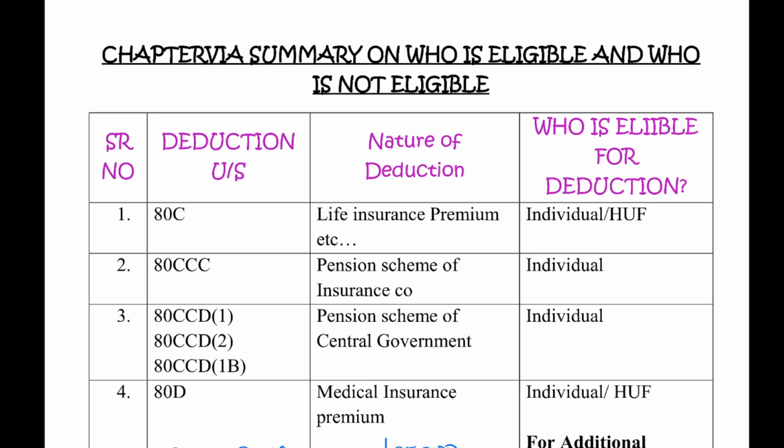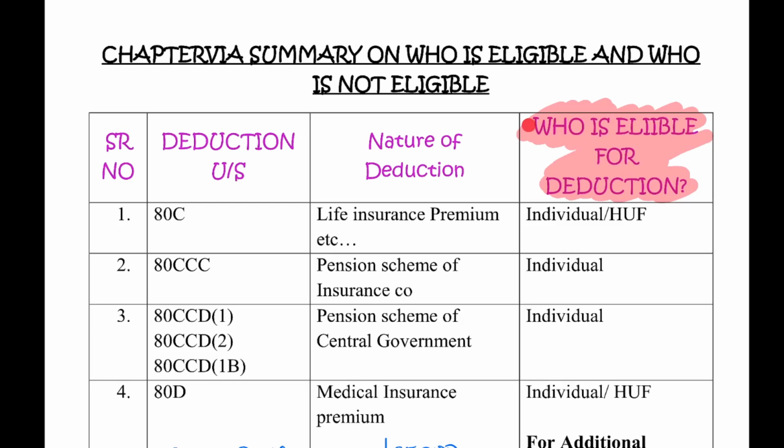There are certain chapter 6 deductions which are available only to residents, and certain chapter 6 deductions are available to residents as well as non-residents. So in this specific video, I am not going to teach you any specific chapter 6 deduction in detail. I am also not going to discuss any limits of chapter 6 deductions. But I want you all to concentrate on the last column of this table, which is who is eligible for deduction. Because in this last column, I have summarized the chapter 6 deductions based on residential status.